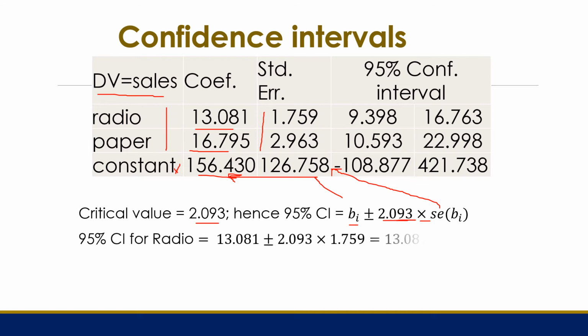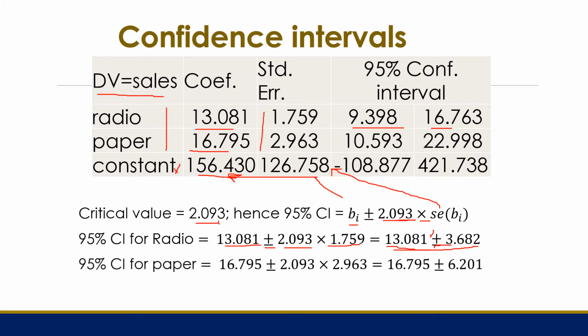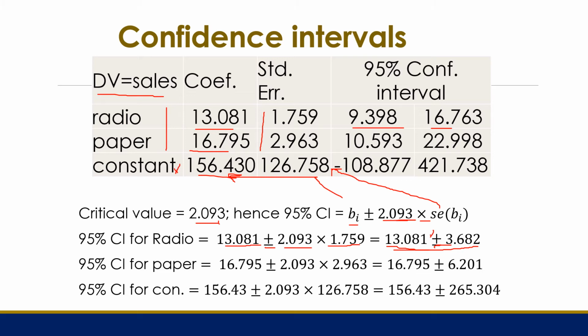So for the first one, the estimate for radio is 13.081 plus or minus 2.09, times 1.759. And then you will get the result here. So the lower limit is obtained by taking 13.081 and subtracting 3.682, and you get this value. And then for the upper limit, you use the addition, and you get 16. You can repeat the same for the others, and these are the results that you will obtain. And that's the way you get the results.